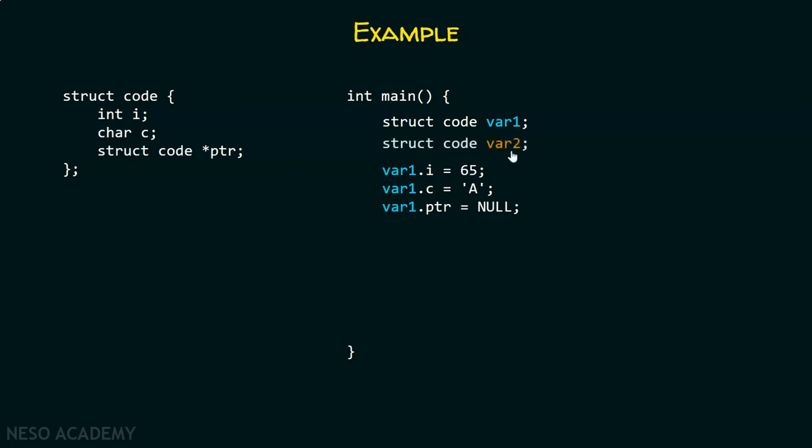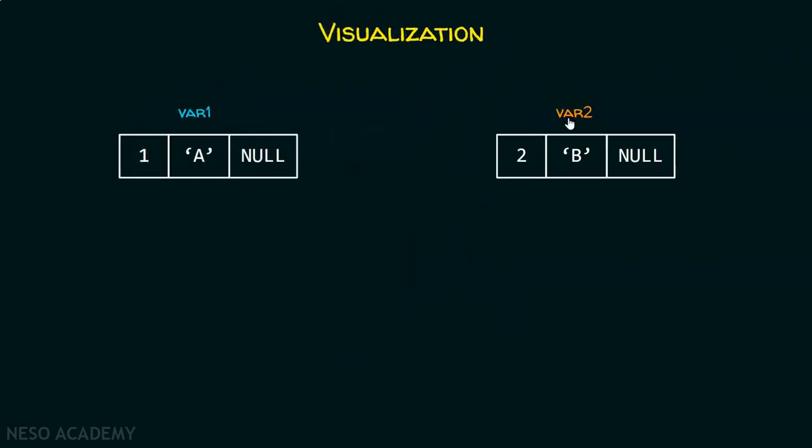Now here I have declared another variable of type struct code. And with the help of this variable, I am initializing these members one by one with different values, of course. Here var2 is accessing variable i and initializing it with the value 66, right? And the rest of the members have also been initialized here. You can also visualize this in this way. This is how var2 looks. Now let us suppose that the starting addresses, or the base addresses, of these two structures are 1000 and 2000. This is my assumption, of course, and it could be anything.